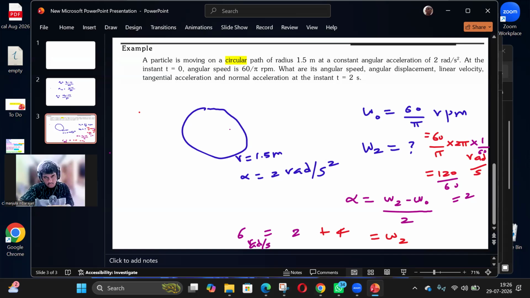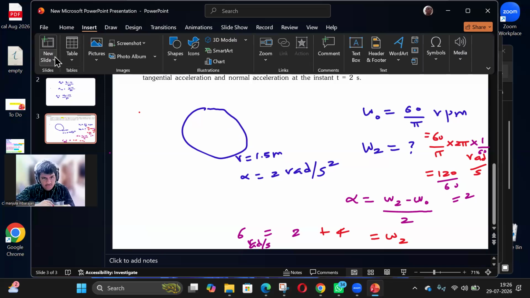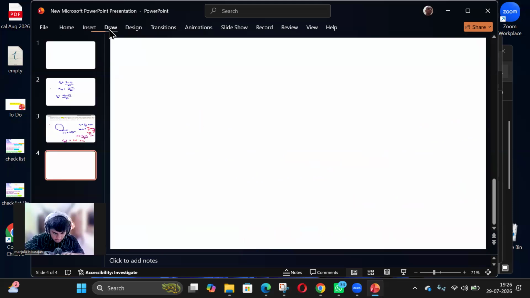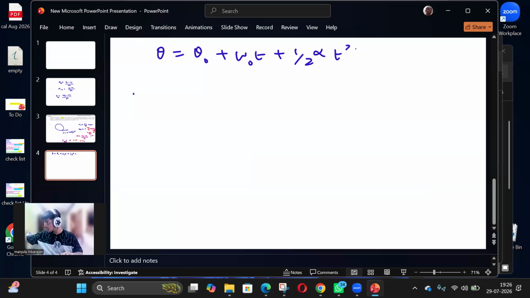What is angular displacement? Another thing is, if there's a constant acceleration, similar to linear motion s equal to ut plus half a t square, we have theta equal to omega naught t plus half alpha t square. What is the theta value, sir? The initial theta value, if given, we'll use that.